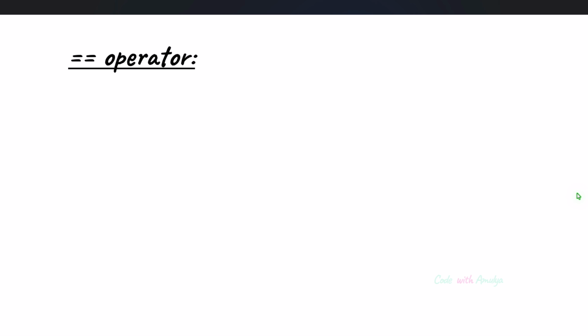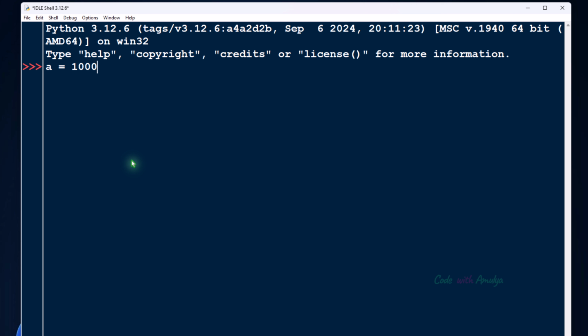First, let's talk about the equality operator, the equals to operator. The equality operator checks if the values of two variables are equal, regardless of whether they are stored in the same memory location. So this operator compares the values. Let's take an example. I'll take a equal to 1000 and next let's take b equal to 1000. Next let's write a == b, and here it will compare the values. Values are equal, so we'll get the output as true.